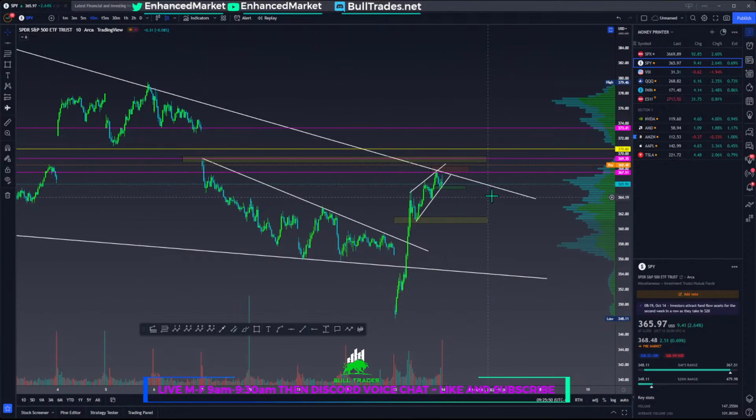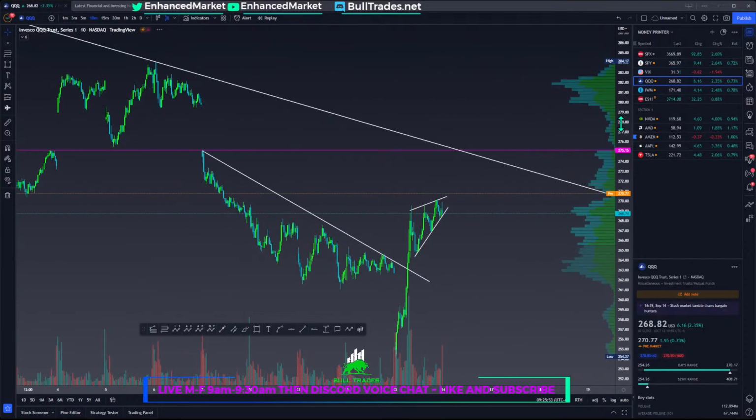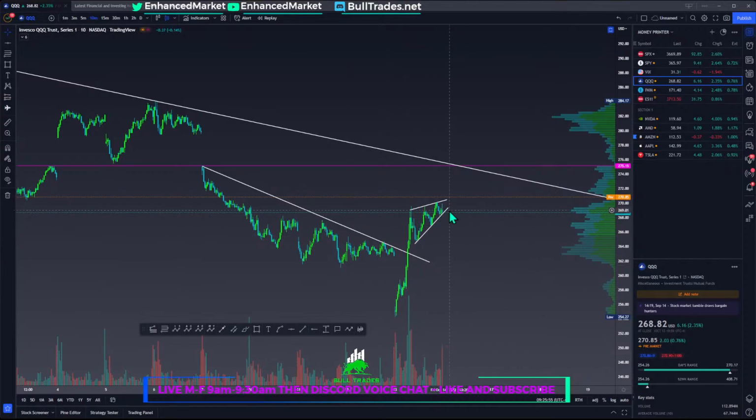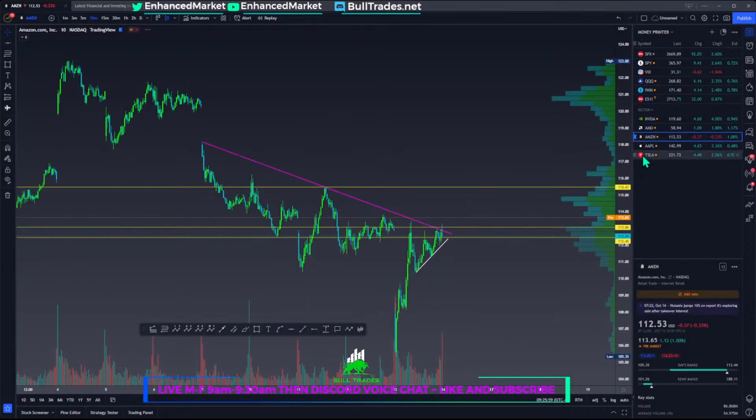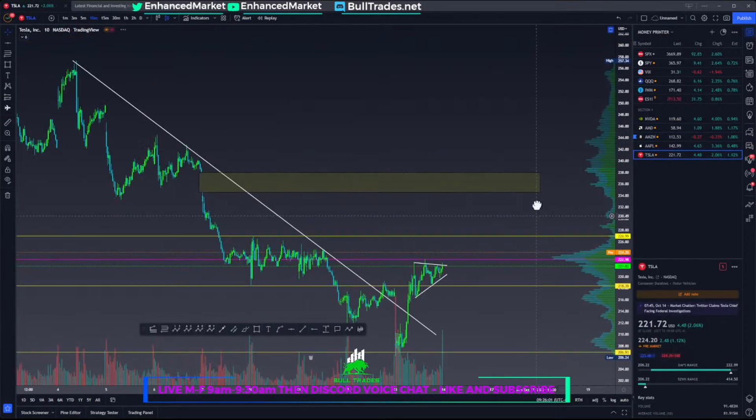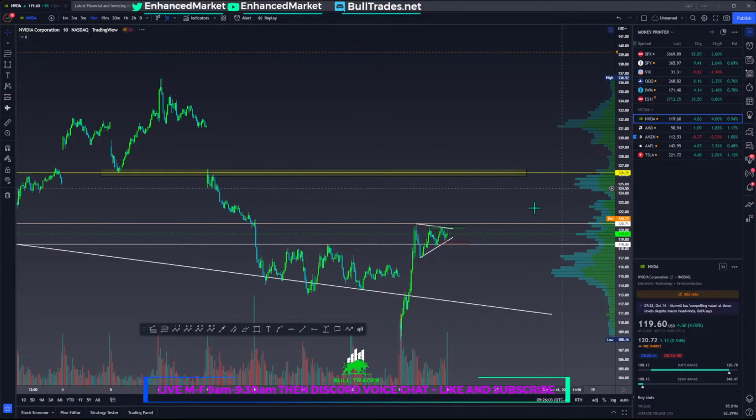So another factor. SPY and QQQ look bearish because of the patterns we had at close yesterday, but all these tickers look bullish. So that's a sign we might see a potential breakout and then rejections across the board.